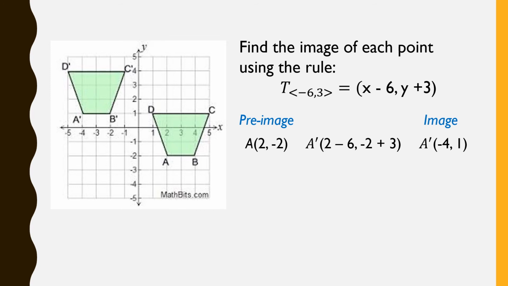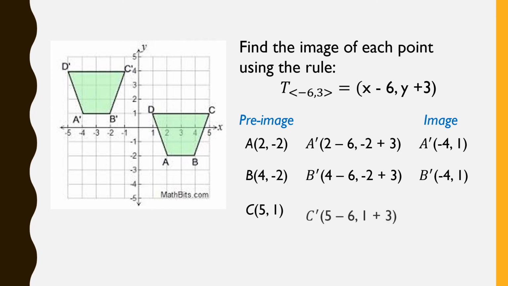Now you want to do the same thing with points B, C, and D. Point B right now is at 4, negative 2. So to use that rule here again, you're going to take 4 and subtract 6 and negative 2 and add 3. So our image is ending up to be negative 2, 1. C is at 5, 1. We're going to use that same rule. Take your x-coordinate, which is 5, and subtract 6, and the y-coordinate, which is 1, and add 3. And we end up with the image being C prime, negative 1, 4.